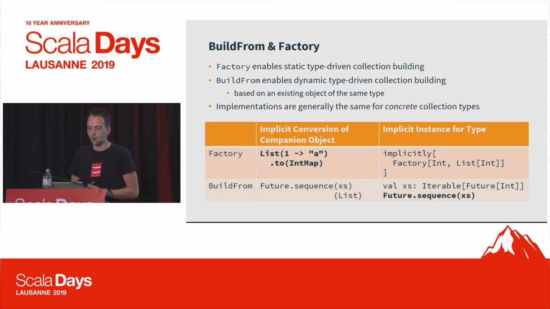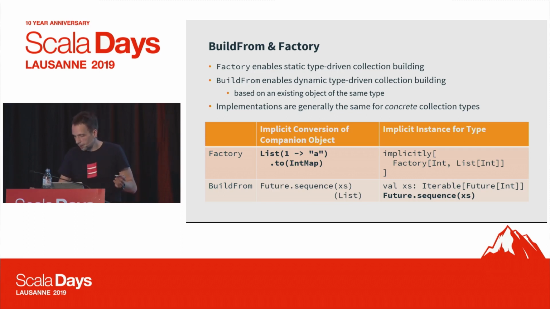Now we only have Factory to enable building driven by a static type, and BuildFrom for collection building driven by a dynamic type, when you already have an instance of that collection and you want something of the same dynamic type. For a concrete collection implementation, so not for defining new abstractions, this doesn't really make a difference, because if you have a concrete collection type, then static and dynamic type are the same. So it's just the same boilerplate you have to write twice for both of them.